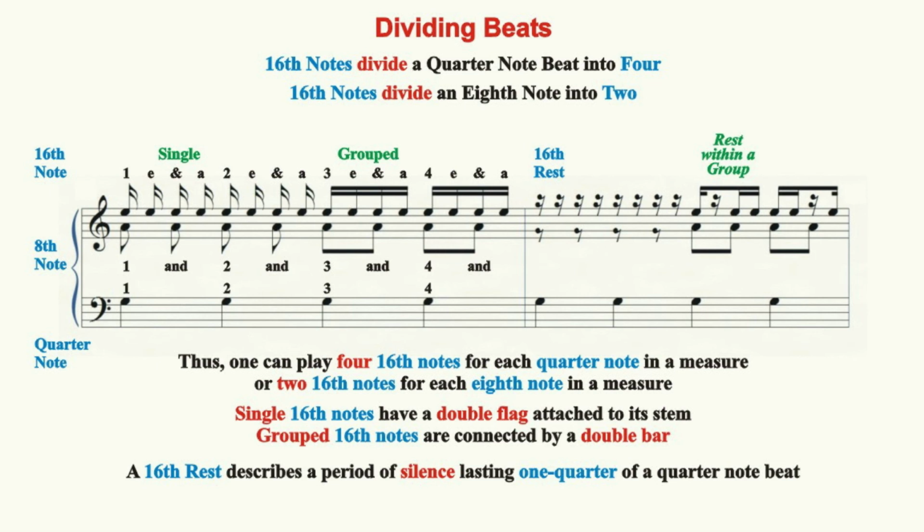As an aid in timing, musicians often count 16th notes using the beat number followed by the words "e" and "a." For example, 1 e and a, 2 e and a, 3 e and a, 4 e and a.